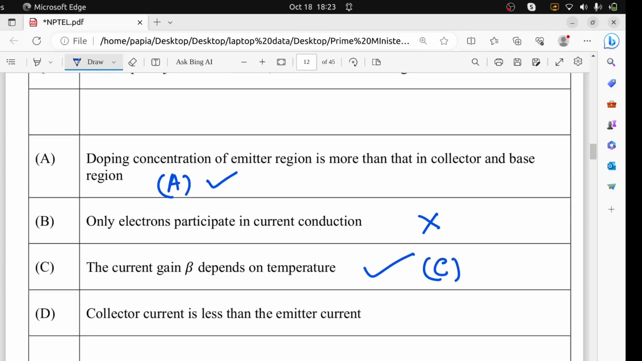I have just explicitly expressed how we can say this, but in a competitive exam, whenever the question is like that, you just remember that beta depends on temperature. So whenever that type of question comes, we just write that, okay, current gain beta depends on temperature. Now coming to option D. Collector current is less than the emitter current. Okay, is it correct or not?